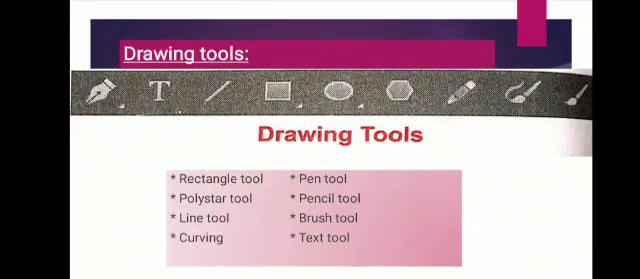Now for animation, we need to first draw an object to do animation on it. So these are the drawing tools present in Animate CC. First symbol is for the pen tool, second one is for text, third for the line tool, next is for the rectangle tool, next the polystar tool, then the pencil tool, and the last two are for the brush tool. Okay, so these are the drawing tools present in Animate CC.